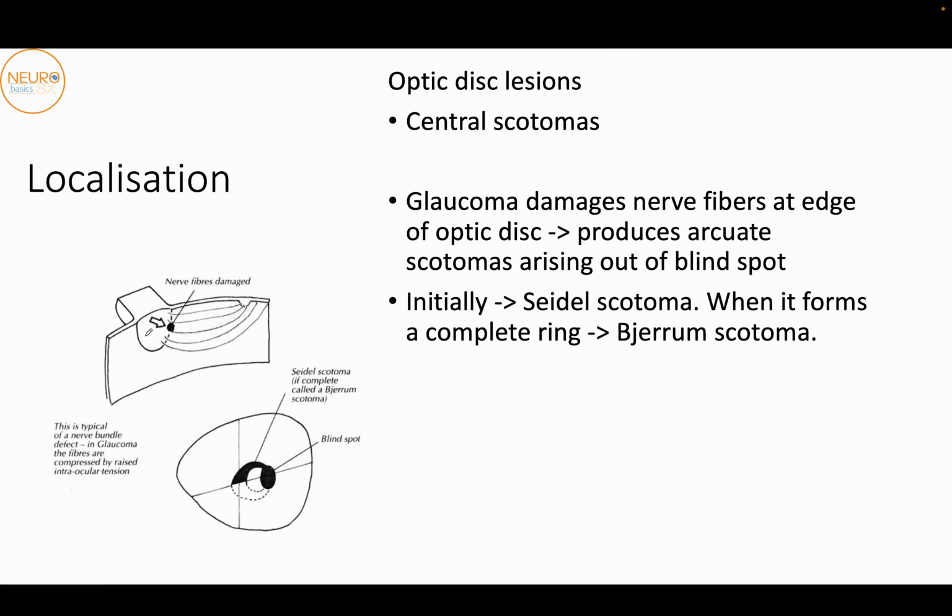So, for example, if glaucoma exists and it damages the nerve fibers at the edge of the optic disc, it is going to produce these arcuate blind spots. So these will basically be scotomas arising from the blind spot and extending to the region of the macula, because again, it is affecting the papillomacular bundle as well. Okay. So initially it will form basically an arc, and that is what's known as a Seidel scotoma, which over time the entire arc will become a complete ring like this. That is what is known as a ring scotoma.